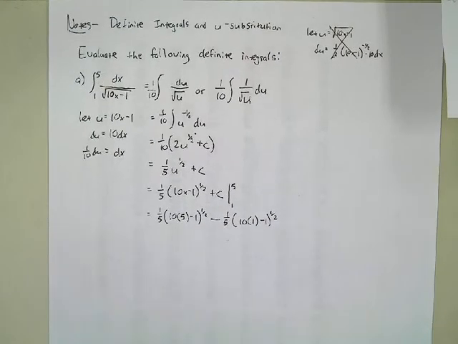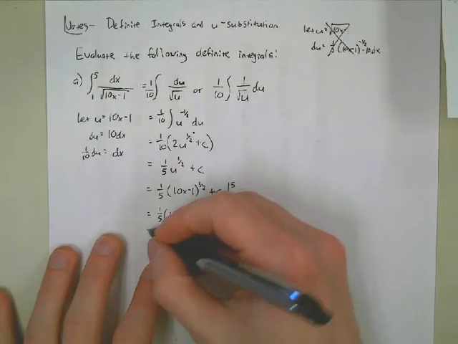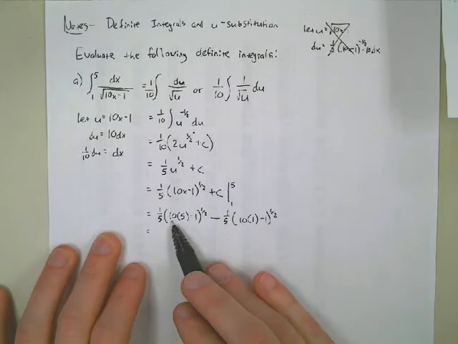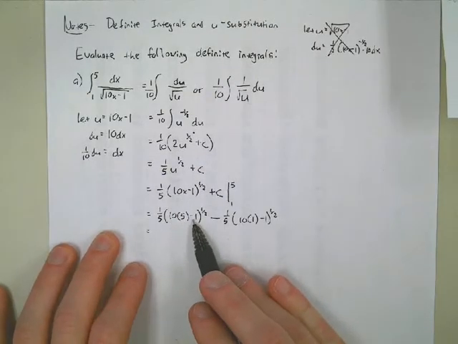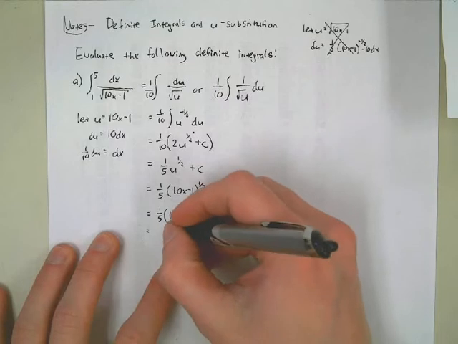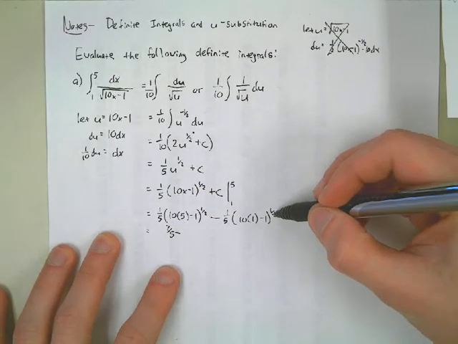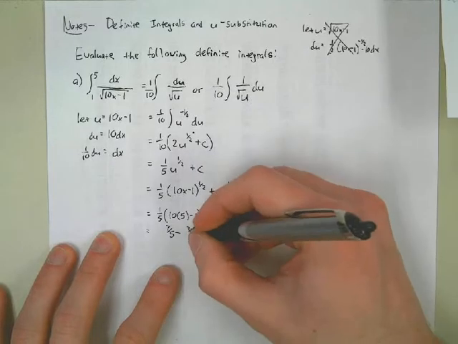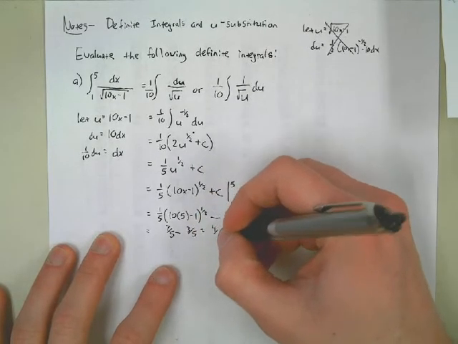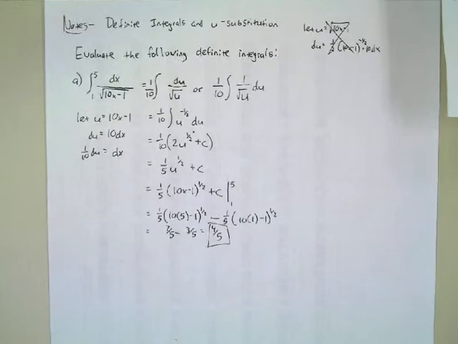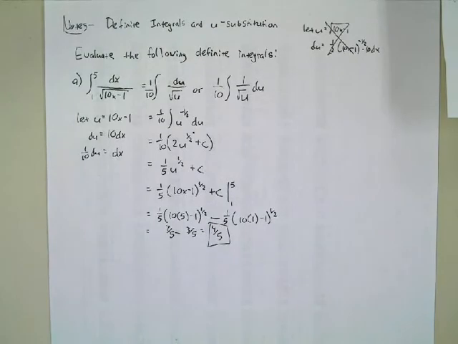So we can stop here, or we can go ahead and simplify it because it actually does simplify rather easily. 10 times 5 is 50, minus 1 is 49, square root of 49 is 7, so it's 7/5. And then 10 times 1 is 10, minus 1 is 9, 9 to the 1/2 is 3, minus 3/5. So the final answer after all that work is 4/5. Okay? How nice. Because math, that's right.